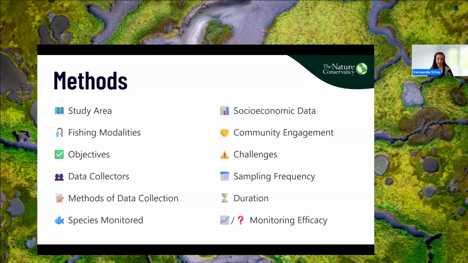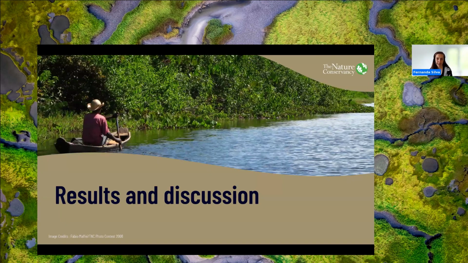So we developed many of these kinds of actions. And in summary, it was a process of gathering scattered information and systematizing it to provide a clear diagnosis of the state of fisheries monitoring in the Amazon. So, what we found with this study.